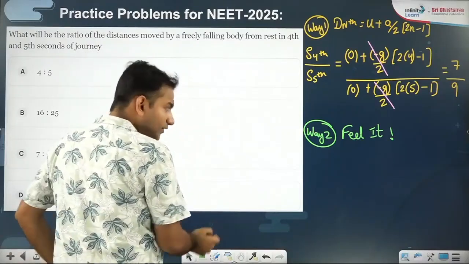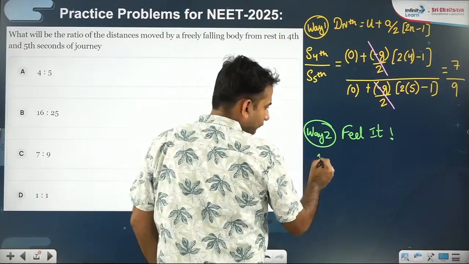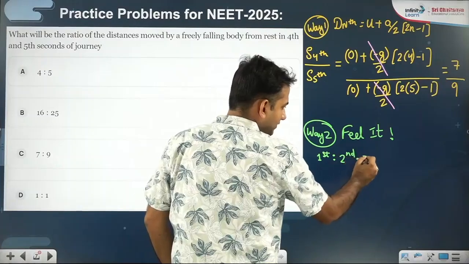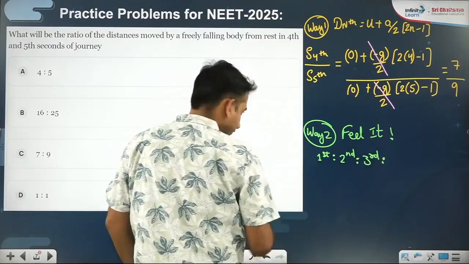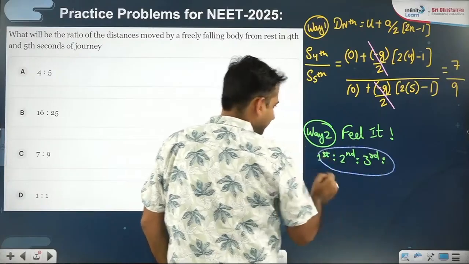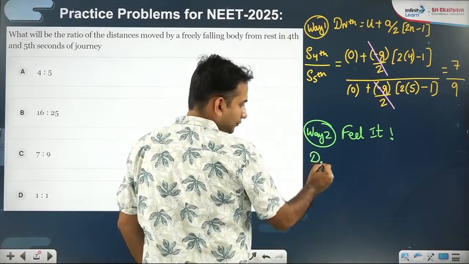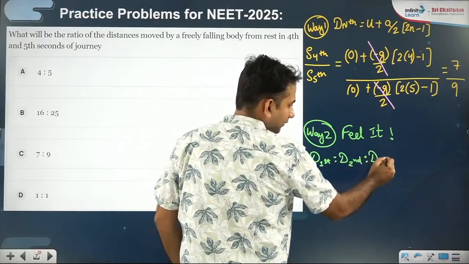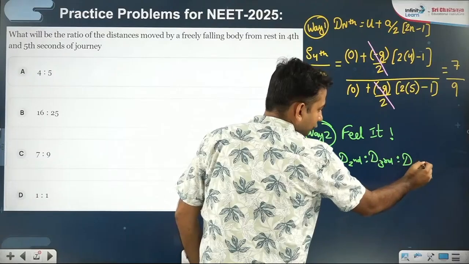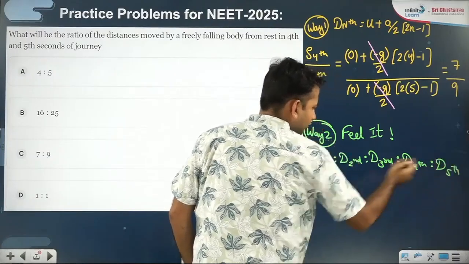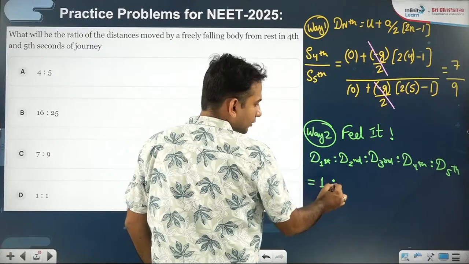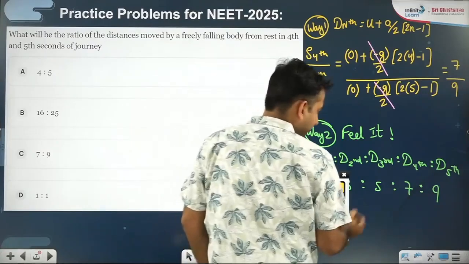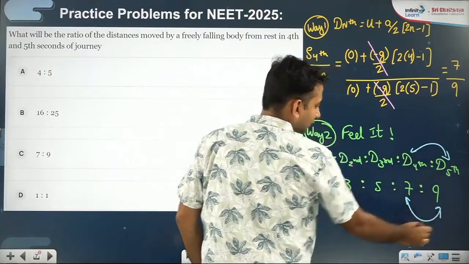So what you are going to do, if you talk about the first second, second, third, fourth, or I should write it this way: the ratio of distance traveled in the first, second, third, fourth, and fifth second, because it is just 4-5 seconds like that. So what is that? 1:3:5:7:9. Since they are asking for this ratio to this ratio, the final answer is 7:9.